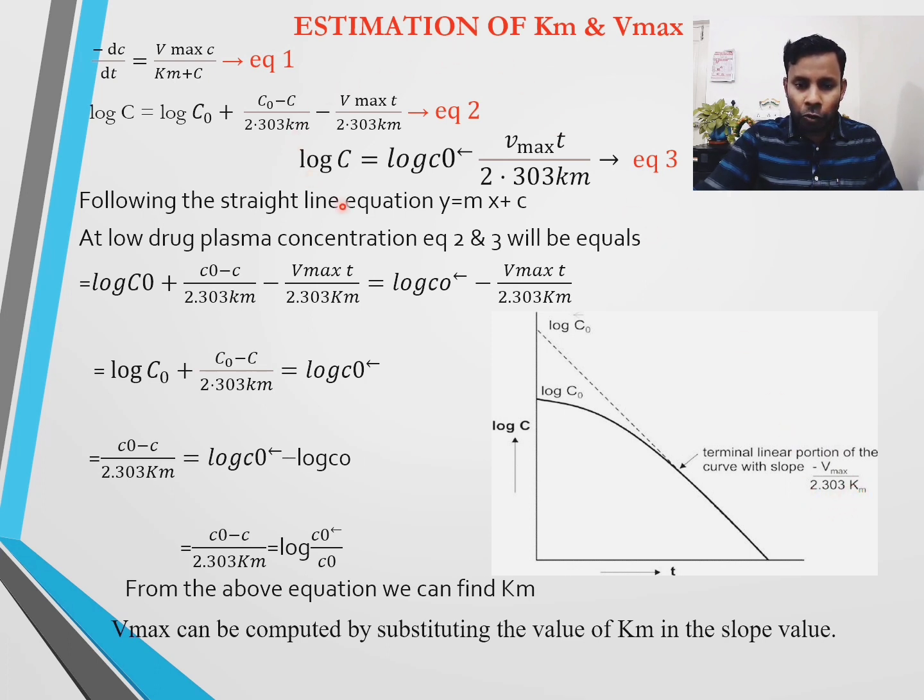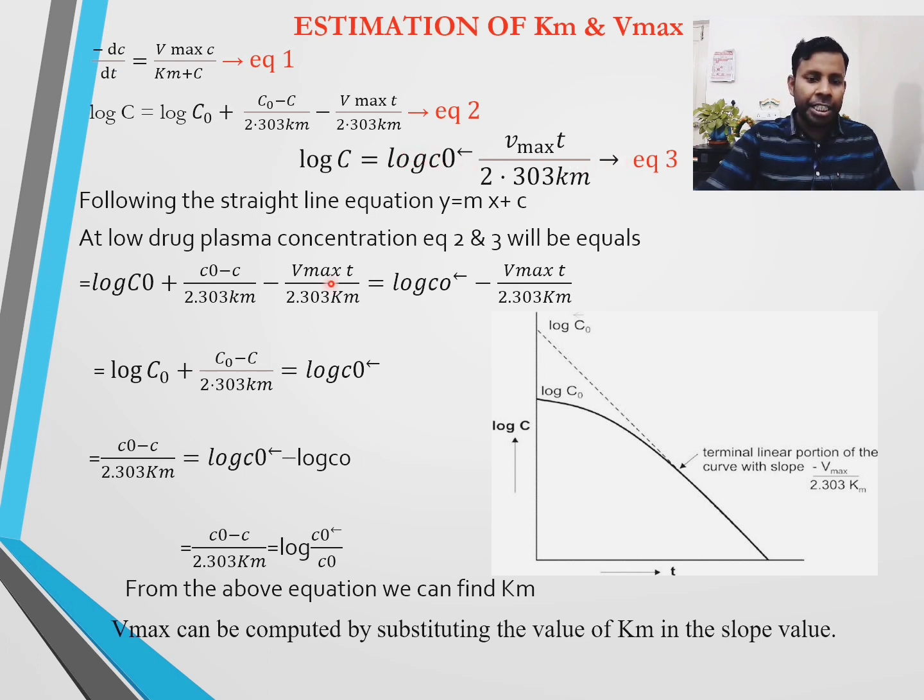So this equation is the same as y is equal to mx plus c, where the intercept is log C naught back. This point is log C naught back. And this will be equation 3. At low plasma drug concentration, equation 2 and equation 3 will be equal. It means this equation and this equation will be equal when there is low plasma drug concentration. So what will happen? This is log C is equal to this, and this is log C is equal to this. So this part will be equal to this part.